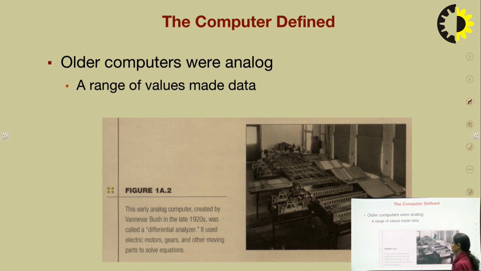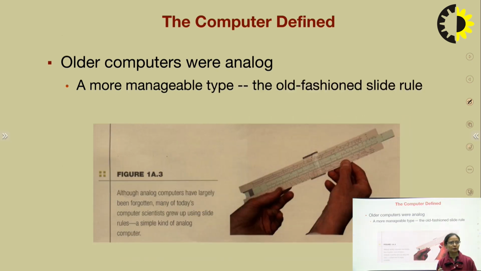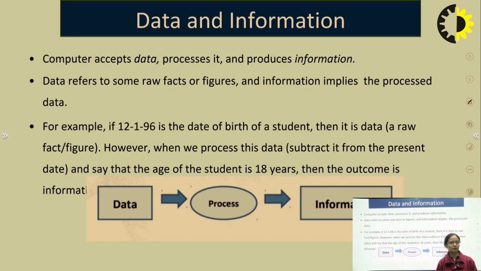If you look at the figure, this is the early analog computer, which was created by Vannevar Bush in the late 1920s and was called a differential analyzer. It used electric motors, gears and other moving parts to solve equations. This is another example, a vernier calipers, which you basically use for calculations. This is another example of an analog computer.